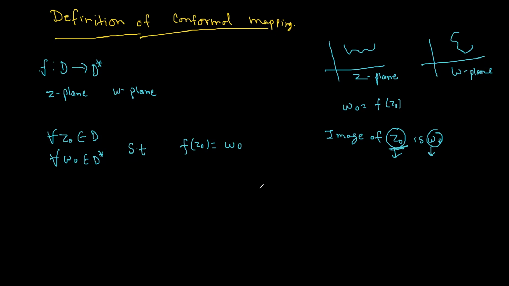Now we will see what is 1-1 mapping. What is 1-1 mapping? If every point P in the Z plane gives us a unique point Q in the W plane, and no two points in the Z plane give the same point in the W plane, then we say the function is 1-1. I will explain this.